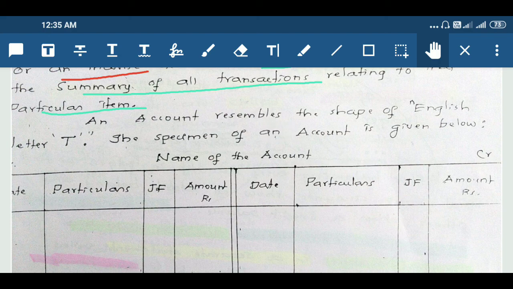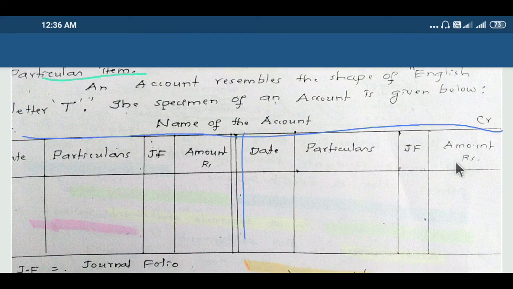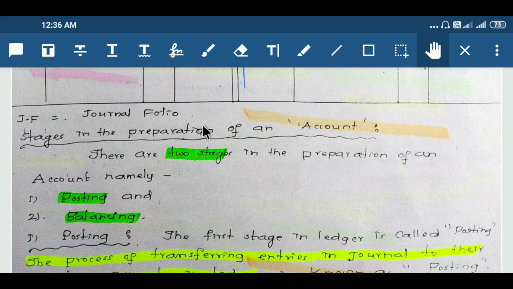An account resembles the shape of English letter T. The specimen of an account is given below. Name of the account. So it is the T form. So name of the account, debit side, credit side. Debit side: date, particulars, JF, amount in rupees; credit side: date, particulars, JF, amount in rupees. JF means journal folio.